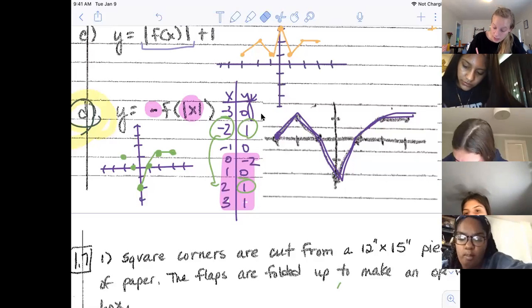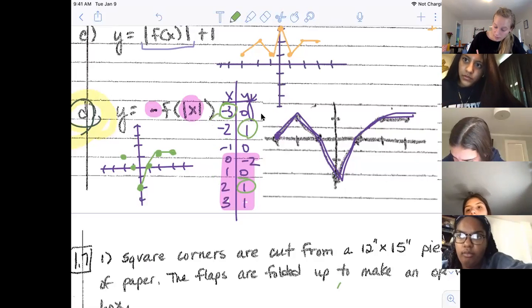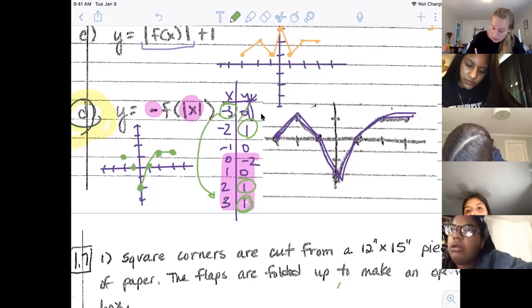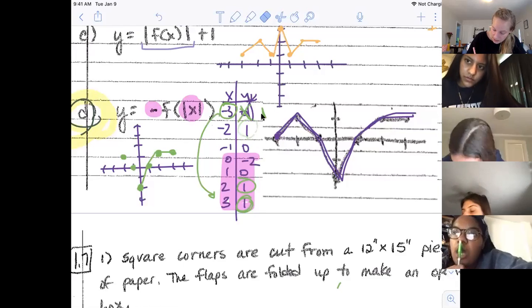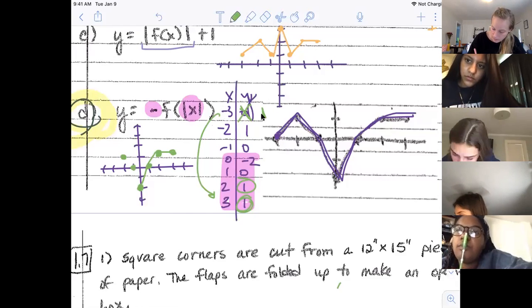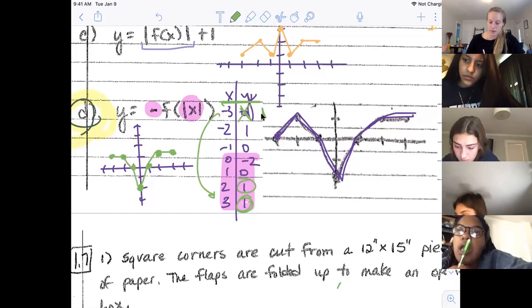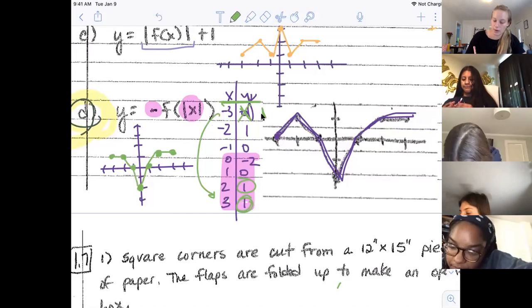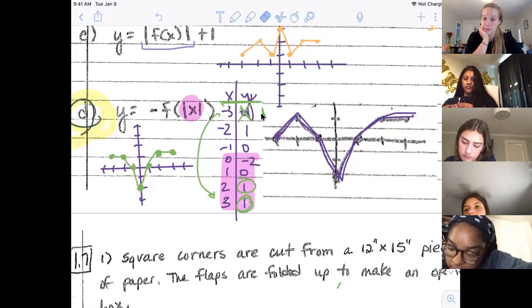For -3, normally my y should be 0, but if I do absolute value of -3, then I'm looking at the positive value, and so my new y should be 1, not 0. Okay, so that's the one new point I have. It's not at 0, it's at 1. So it's at (-3, 1). So it's completely symmetric about the y-axis. That was just us doing absolute value of x. Are we okay on that?